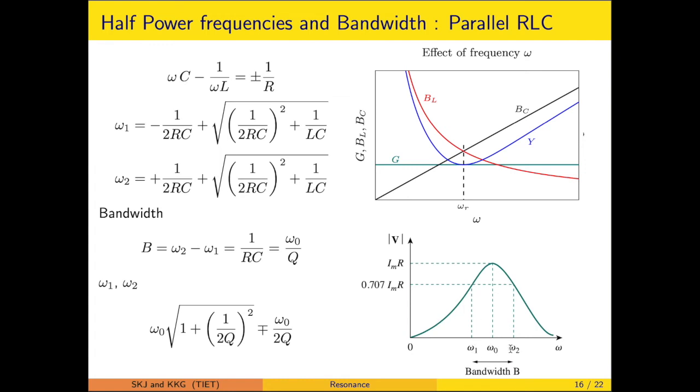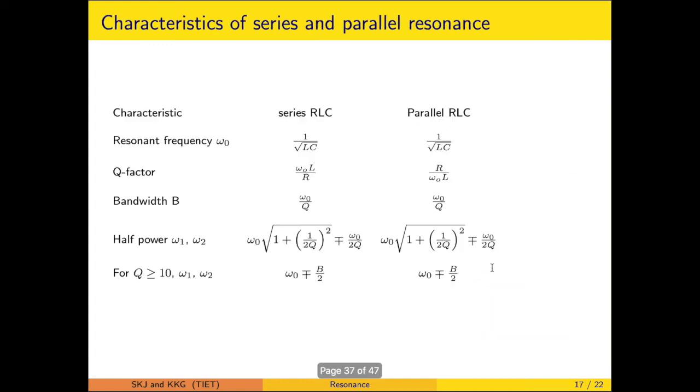Between this bandwidth, or you can say the frequency omega 1 to omega 2, the voltage is coming out to be greater than or equal to 70.7% of the voltage at the resonance. Now as a comparison of the characteristic features of the series and parallel resonant circuits, it is providing the summary as such.